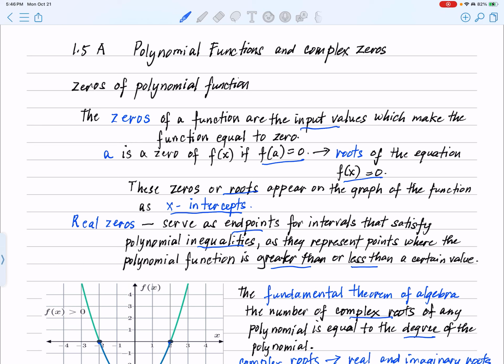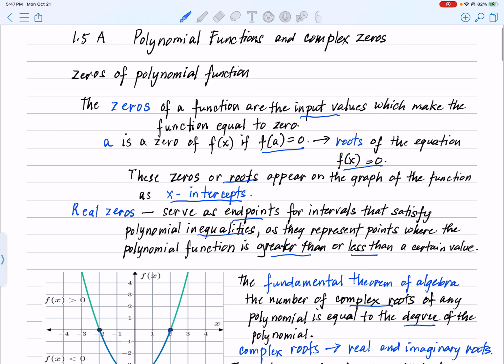Welcome to Matematika. Today we're going to do part A of polynomial functions and complex zeros. The first lesson that we're going to do is about zeros of polynomial functions. We're going to talk about some terminologies here that are in the zeros of polynomial functions.